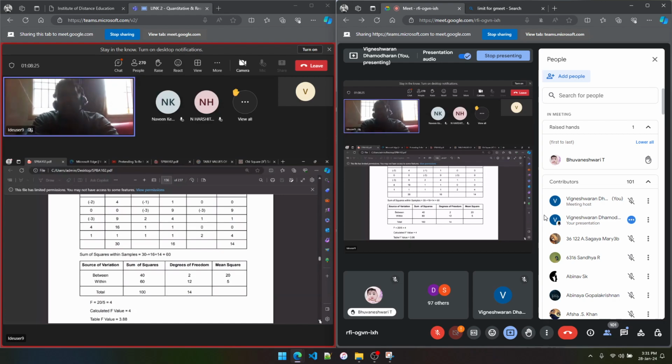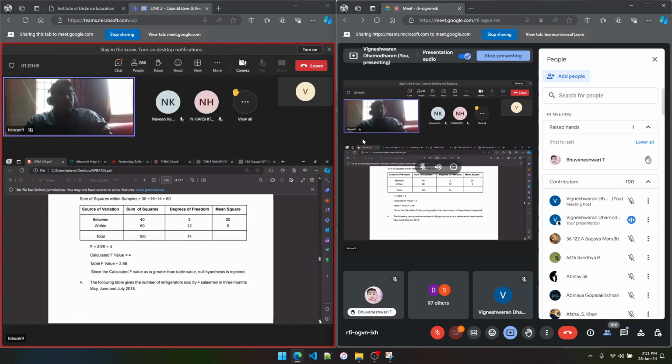Finally, we have to calculate the mean square. 40 divided by 2 is 20, and then 60 divided by 12 is 5. Now we are going to calculate the value of F. F is equal to 20 divided by 5, which is 4. So the calculated F value is equal to 4.